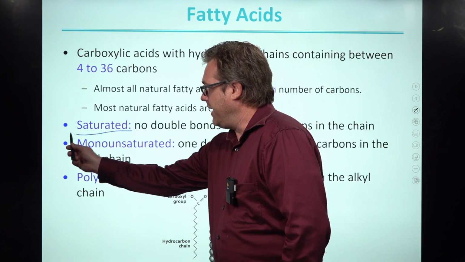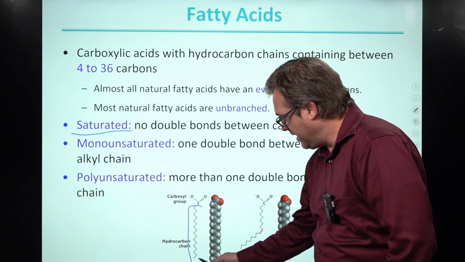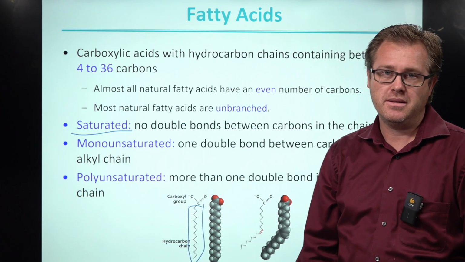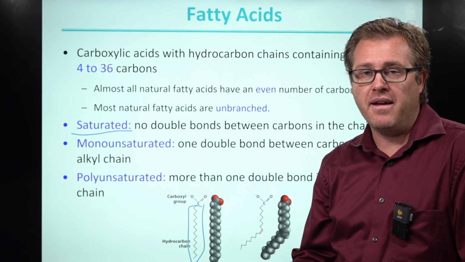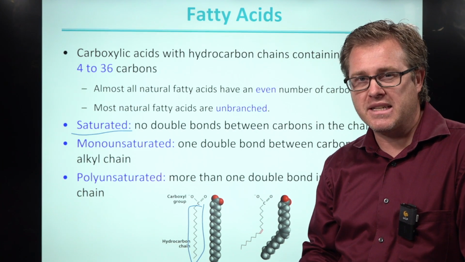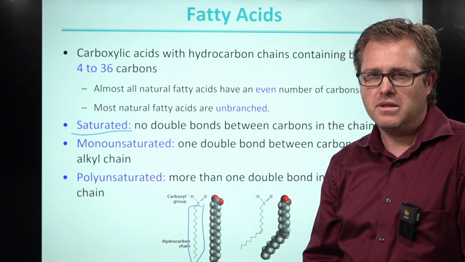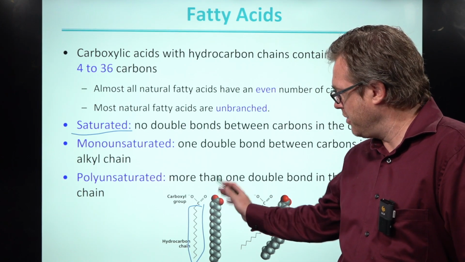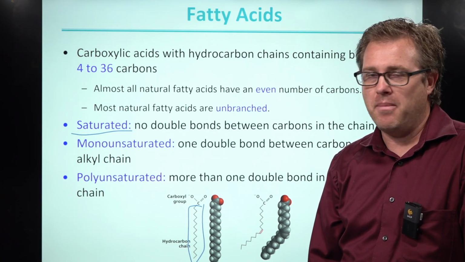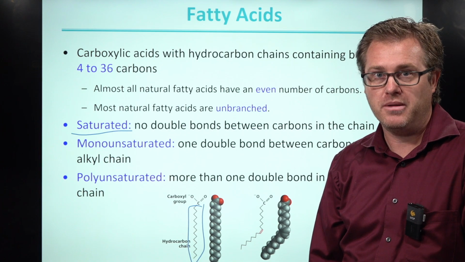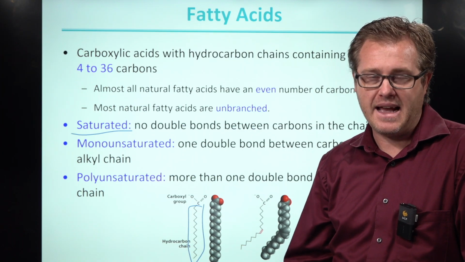Okay, saturated simply means when you look at the fatty acid chain and you look at all the carbons, that chain is saturated because every carbon has the maximum amount of hydrogens that it can have. So that's an exercise for you. Go through, look at that molecule right there, look at all the carbons, and you'll see they have the maximum amount of hydrogens per carbon. That's what it means to have a saturated fatty acid.